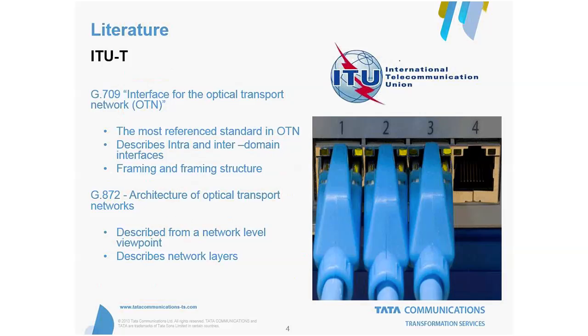So ITU-T has given us a standard, G.709, which specifically deals with the interface of OTN. The inter and intra-domain interfaces are clearly defined by ITU-T, and the framing and frame structures are also specified by ITU-T. The other standard that you see here is G.872, which talks about the architecture of OTN. G.872 talks about OTN from a network level viewpoint.